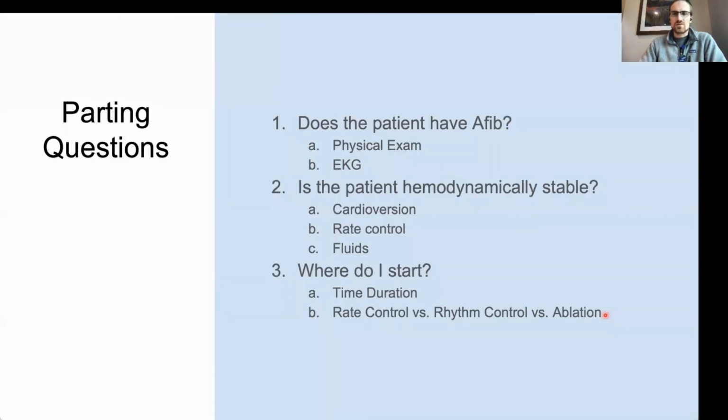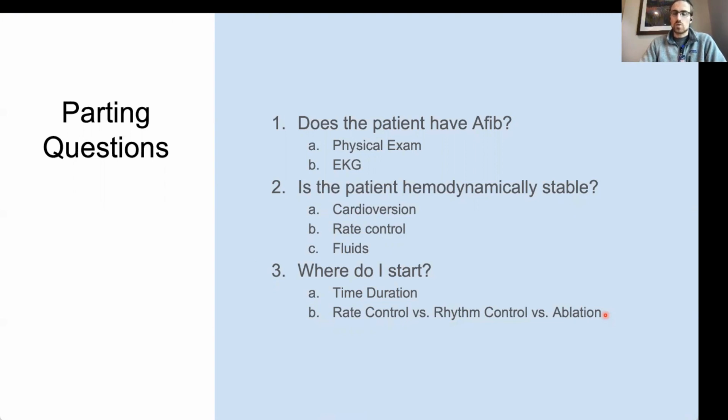So some of the parting questions, this is our key takeaways for today. If somebody comes in, you think they might have AFib, you've got to ask, do they have it? Do a physical exam, assess the heart rate, obtain an EKG. Then you ask, are they stable? If they're not stable, cardiovert, fluids, and rate control.